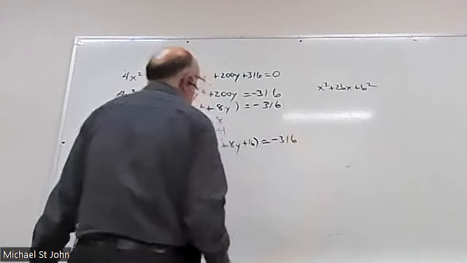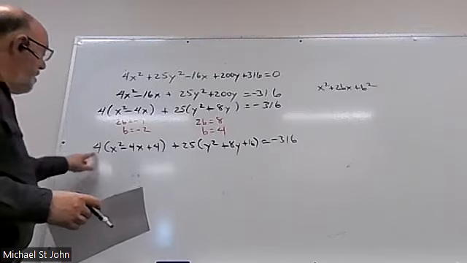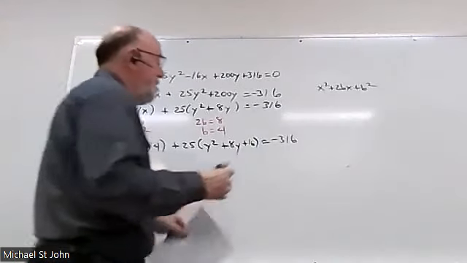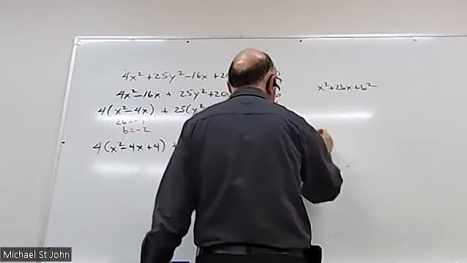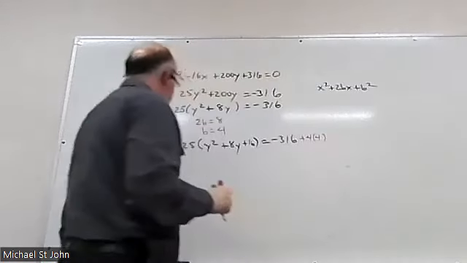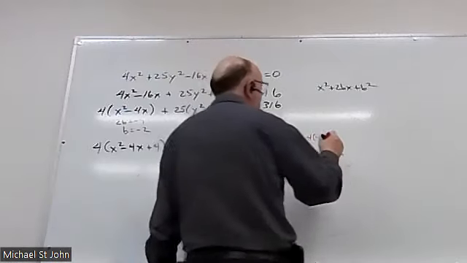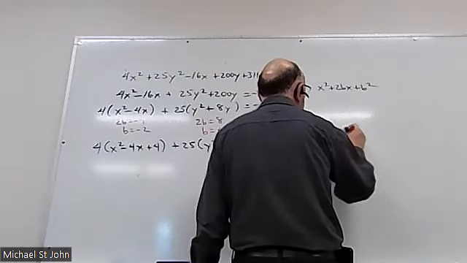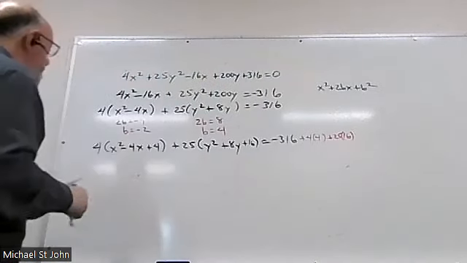Okay. But now we need to look and see what we added. Well, here I added a 4 times 4, so I need to add that over here. And then here I added a 25 times 16, so I need to put that over here.